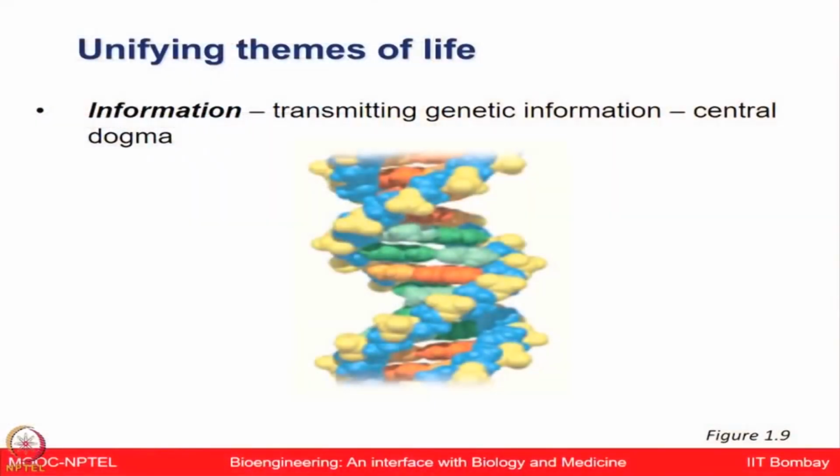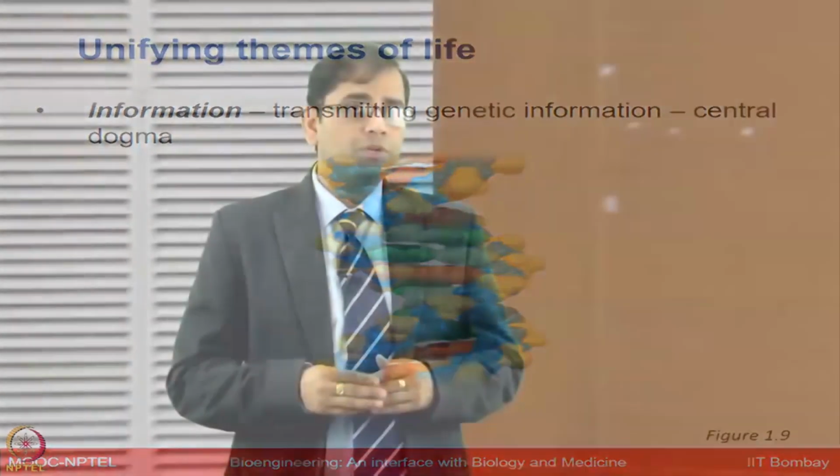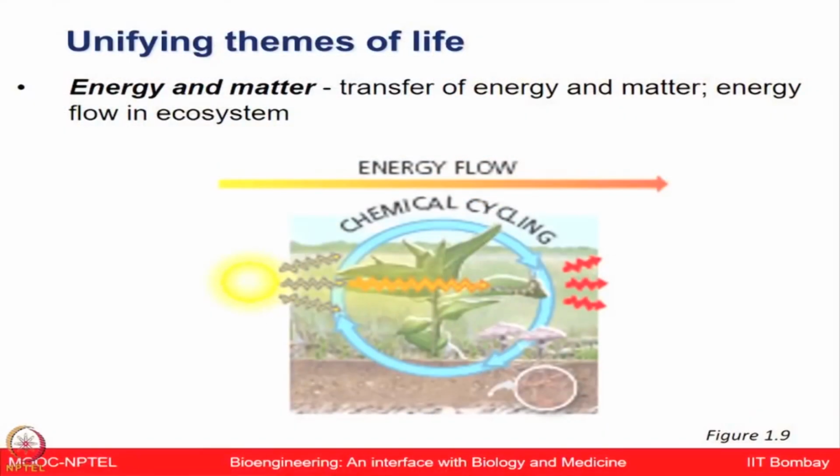And this information then has to be transmitted from one generation to the next, and in the process, the central dogma is one of the fundamental concepts, where the information from DNA is transcribed to RNA and then translated to proteins, which forms the central dogma for the information to flow. Let us now look at energy and matter. The transfer of energy and matter is very crucial because how energy flows in the ecosystem is governed by an intricate relation of various processes which are involved in chemical cycling.